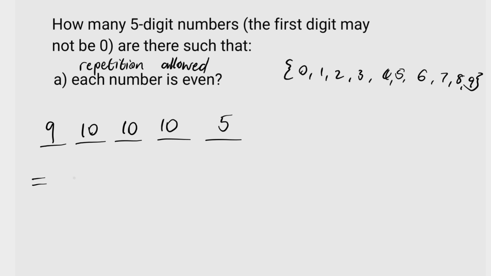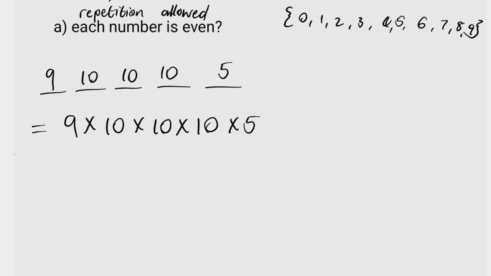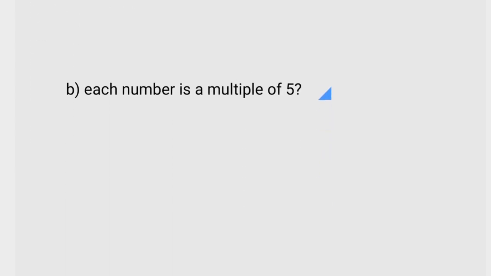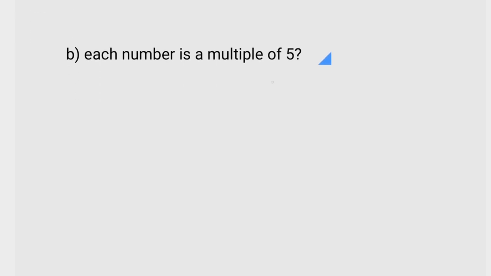So then the total number of ways is 9 times 10 times 10 times 10 times 5. And just to flex a little bit, that's basic algebra, I can't even lie, it's just 9 times 5 and then add 3 zeros. 45,000. Now we have to find the number for which each number is a multiple of 5.